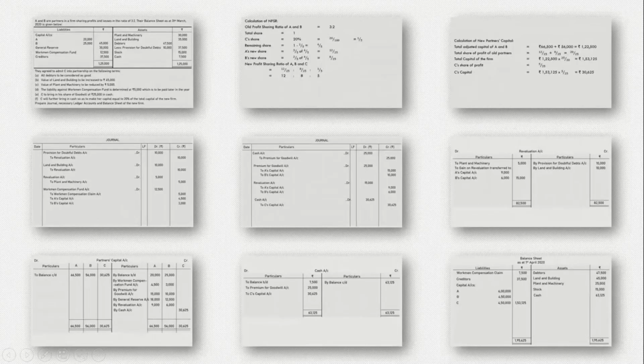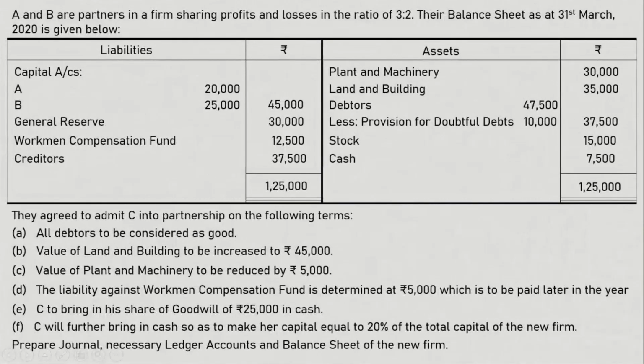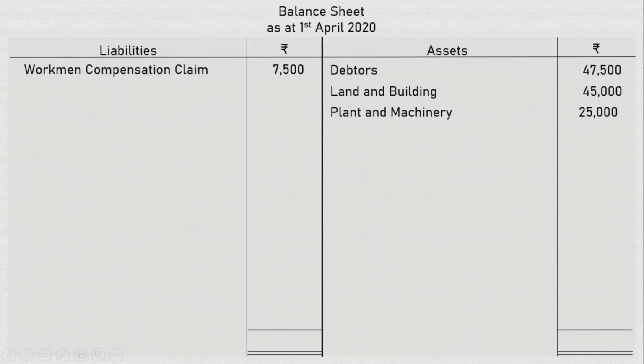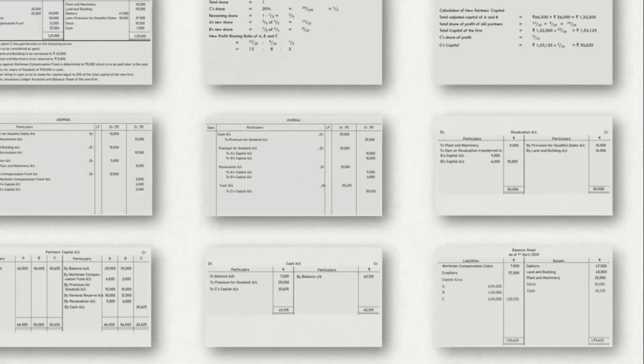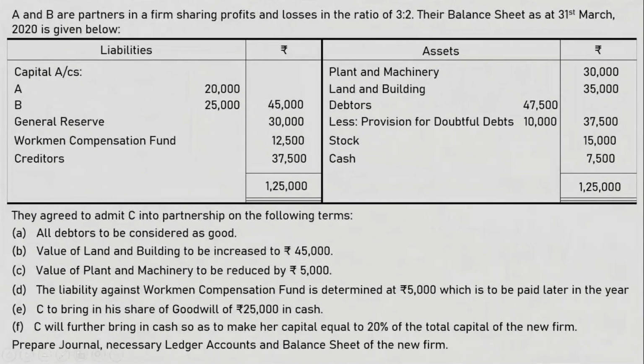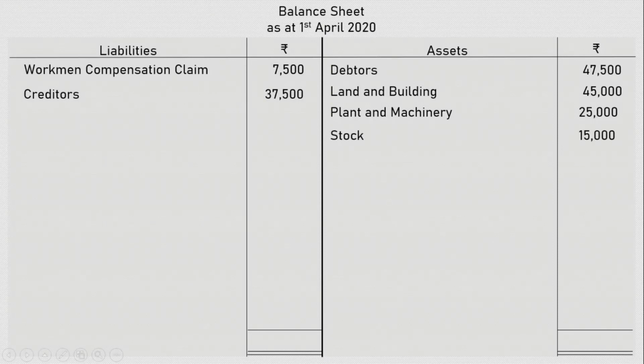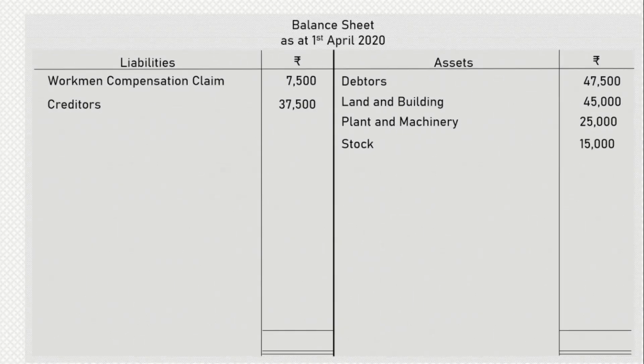Next, workmen compensation fund already done. Creditors 37,500. Let's come here. Creditors 37,500 as there is no change. Then plant and machinery done. Land and building done. Debtors done. Provision for doubtful debt, now they are not there. Stock, okay, 15,000. Let's go to our balance sheet as there is no change. So stock 15,000. This is also done.